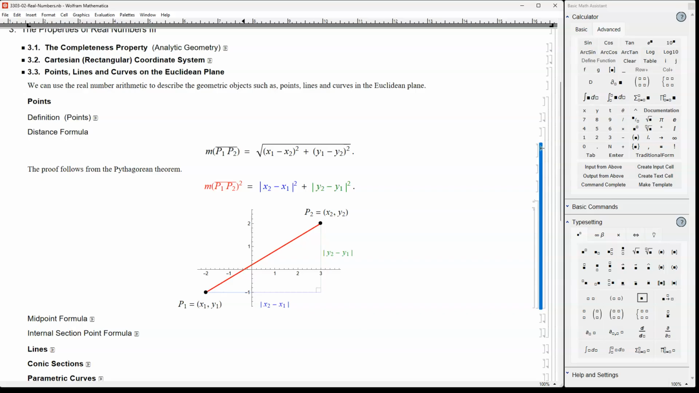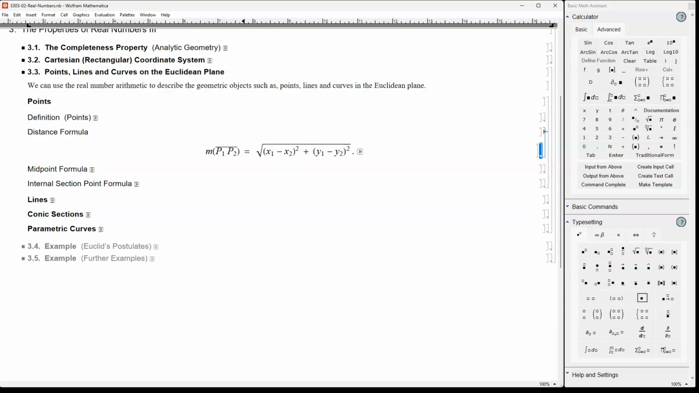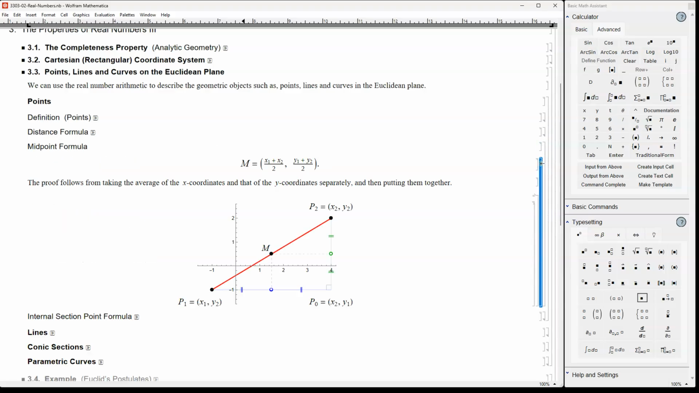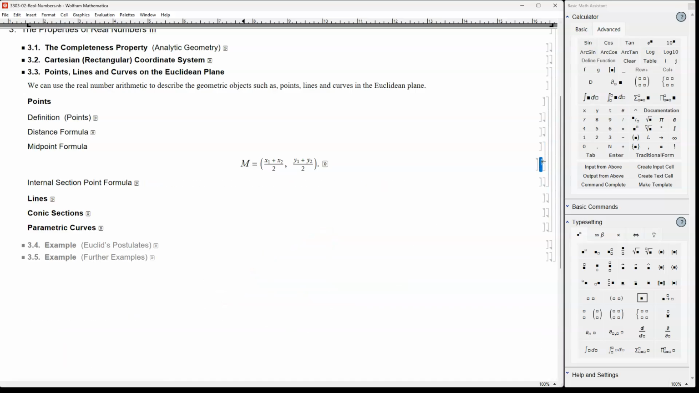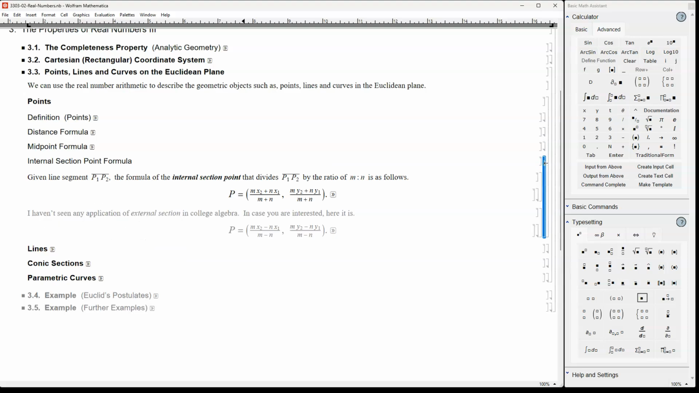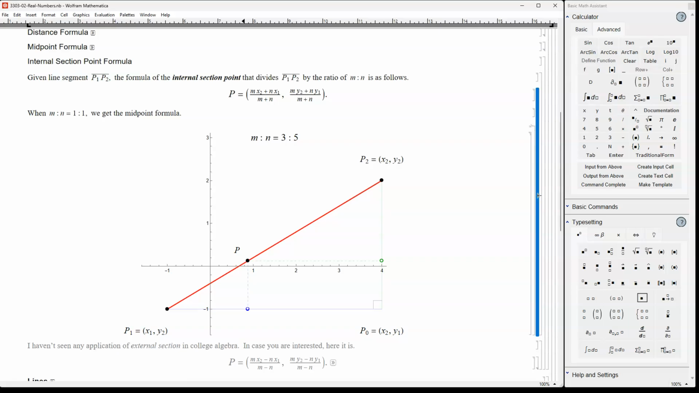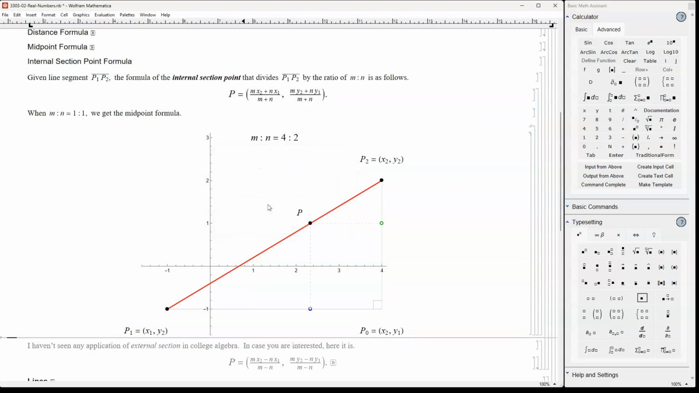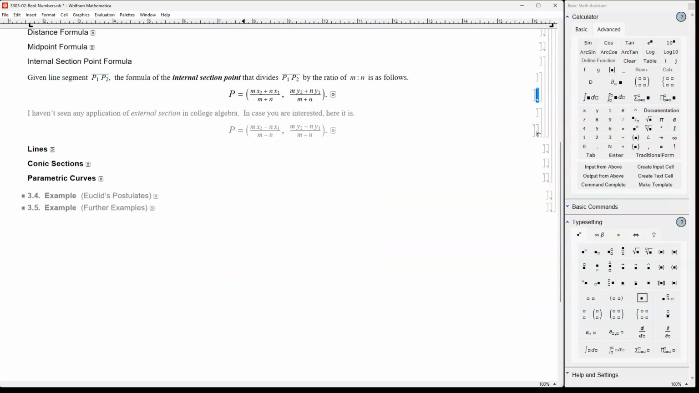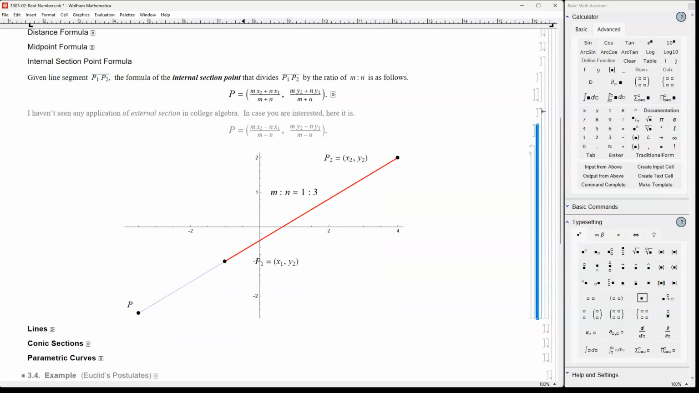And then the distance formula, we can use Pythagoras. It's easy to follow, right? And the midpoint formula, yeah, it's easy to follow. And then the internal section point. Yeah, the point that divides a line segment in a ratio of m to n. In this particular case, 3 to 5. Let's run it again. 4 to 2, 2 to 1, etc. And then you can even consider external section as well.